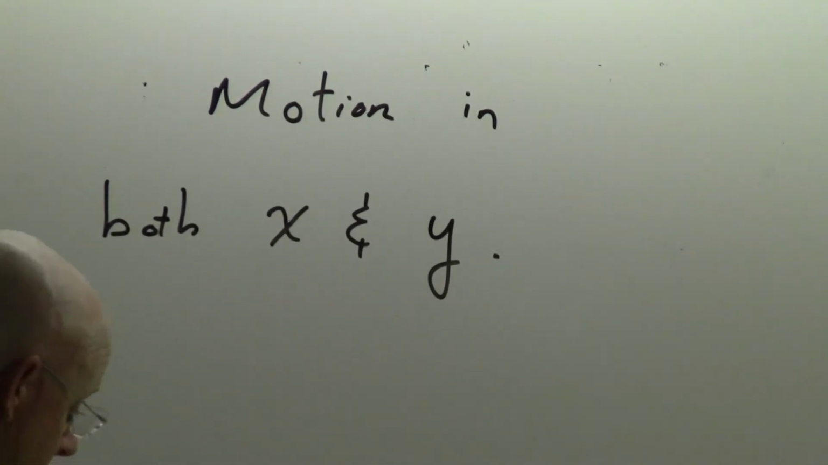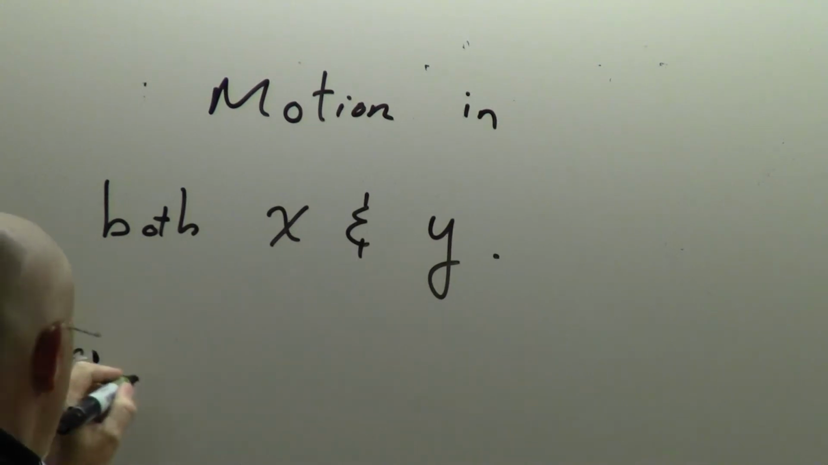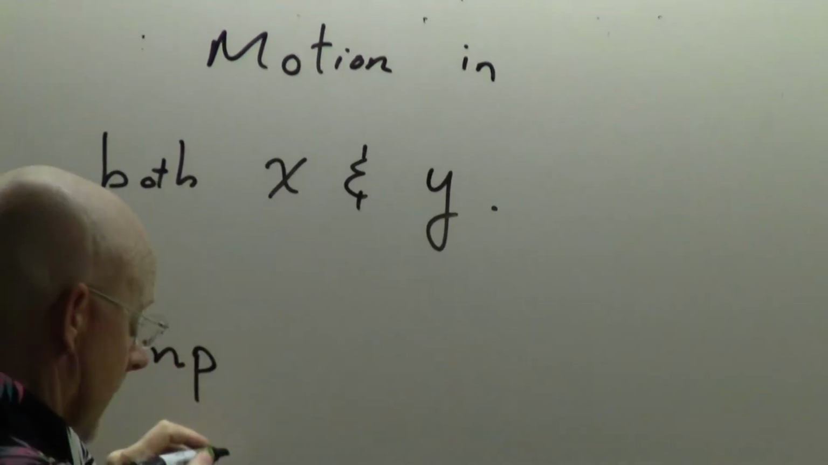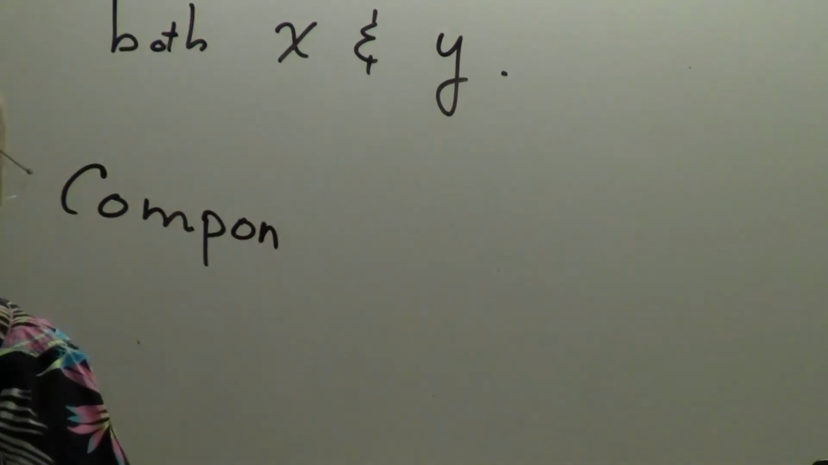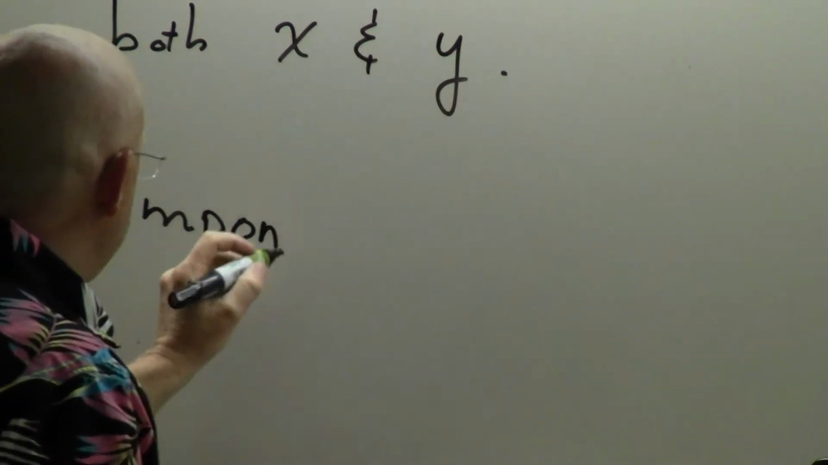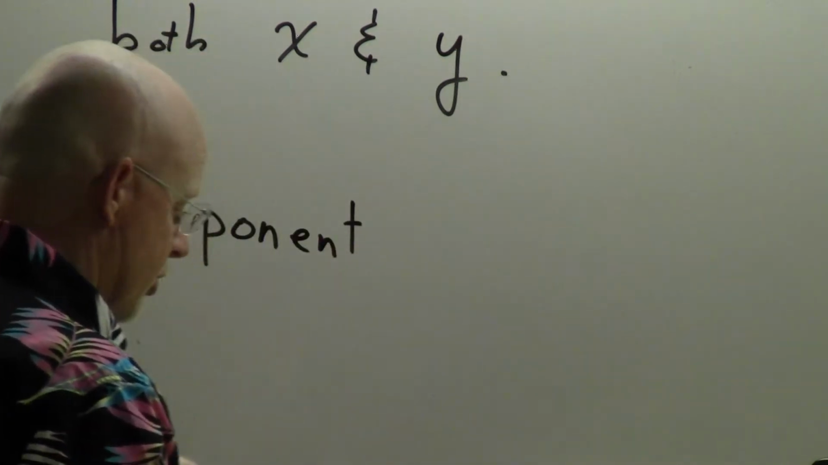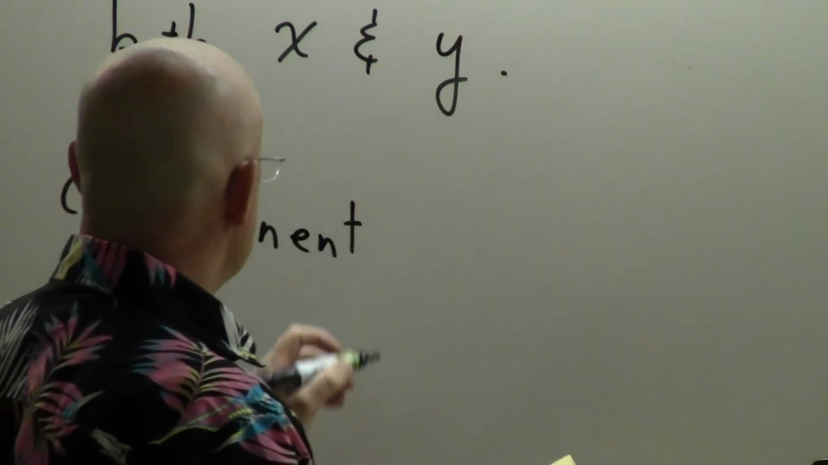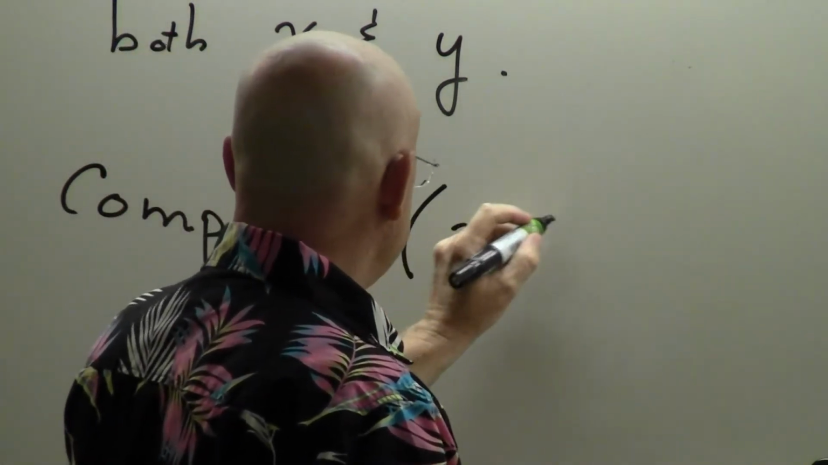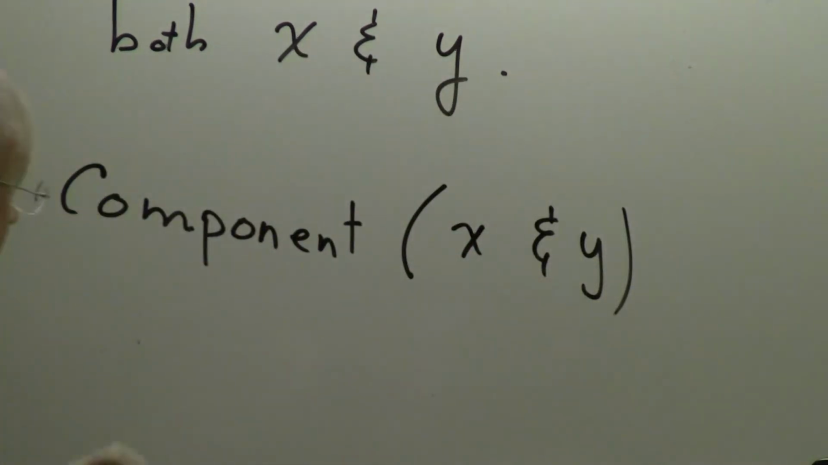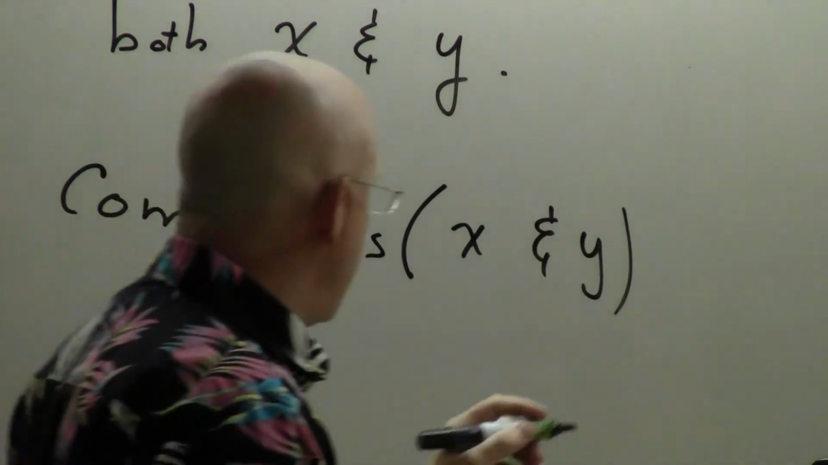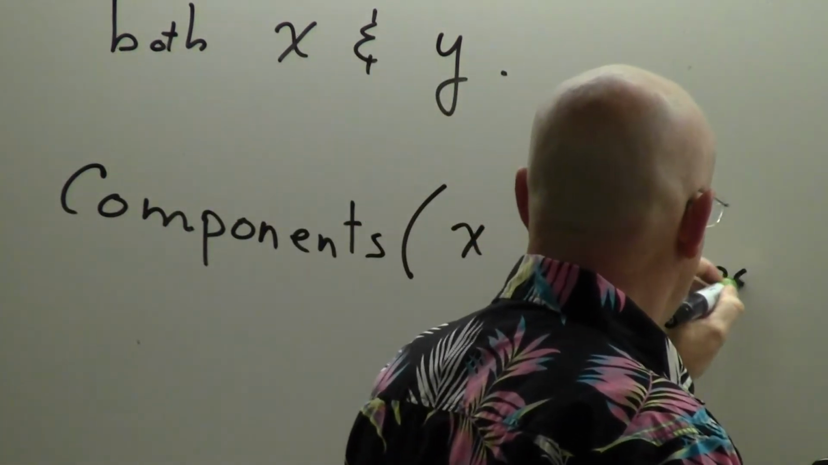As you'll see here, we will call the whole motion projectile motion. But when we look at one part of the motion, just the x motion, we'll say it's a component. And so I'll just put on the board here: the components. That is the x and y motion.